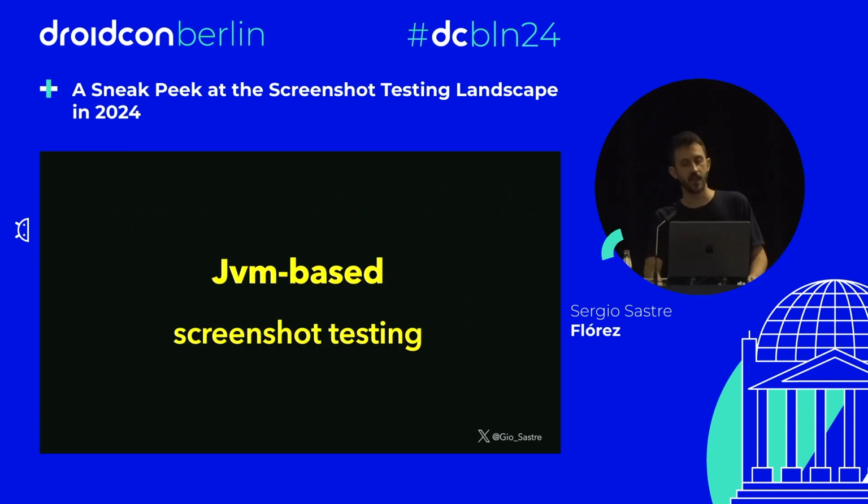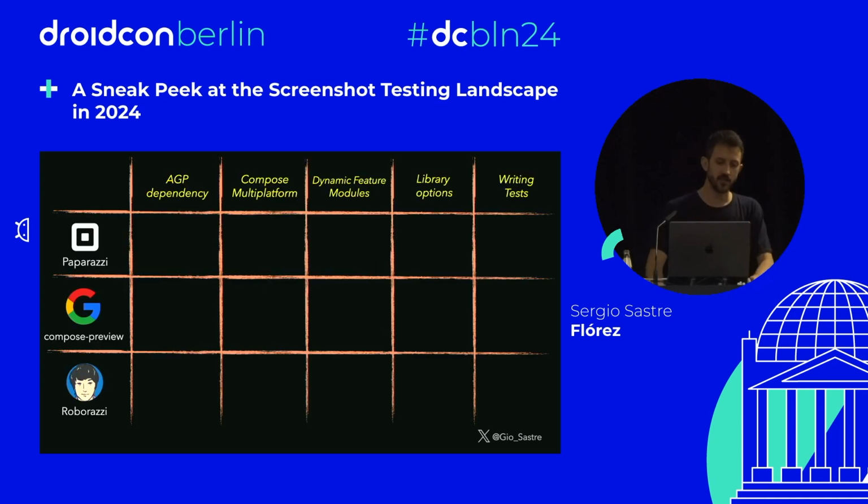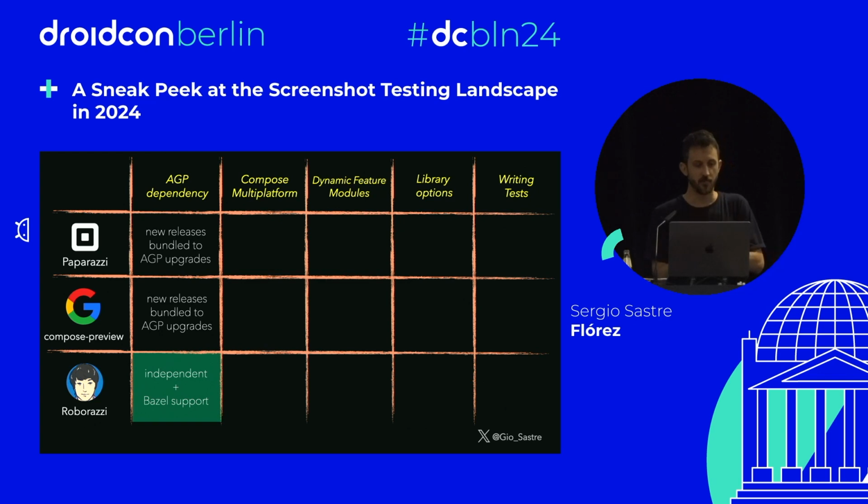So that was it. Now let's go to JVM-based screenshot testing. And here we're going to compare even more things. So let's start with AGP dependency. Paparazzi and Compose Preview are very tightly coupled to AGP. Some bug fixes might require that you also update AGP, not only the version of the library. And some AGP updates might be hard, like upgrading to AGP 8, which took several months in my project. So something to consider maybe.